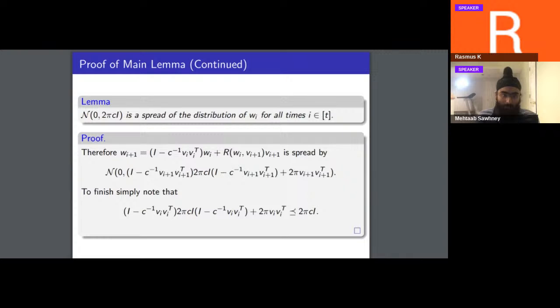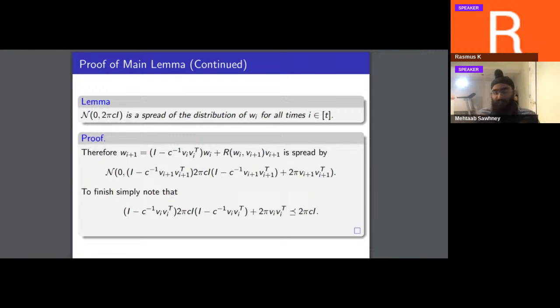But a simple computation tells you that this covariance matrix is uniformly bounded by 2πc times I. And that completes the proof, because we've now shown that w_{i+1} is spread by N(0, 2πcI). Note here I'm using the fact that if you have one Gaussian and another Gaussian, with the first having a smaller covariance matrix in the PSD order than the other, then this one spreads this one. And that's just the final fact I apply.